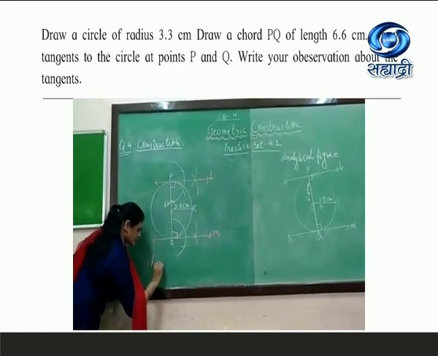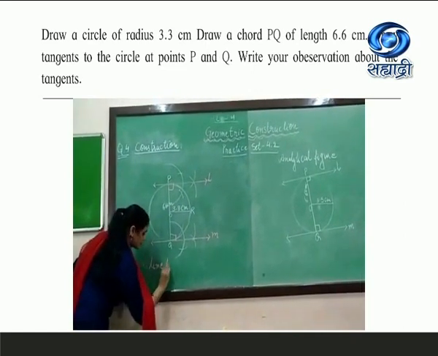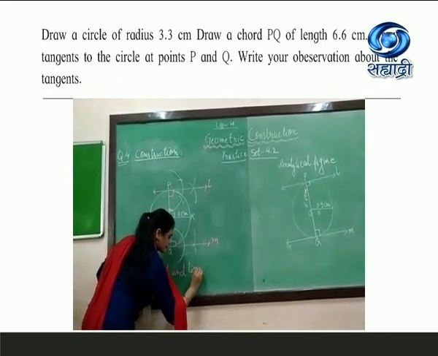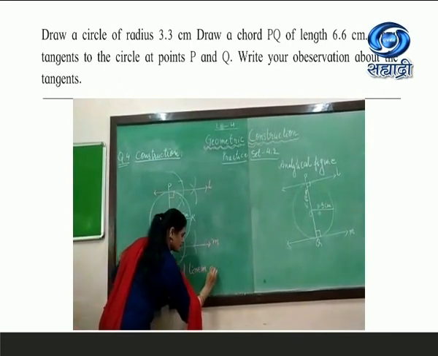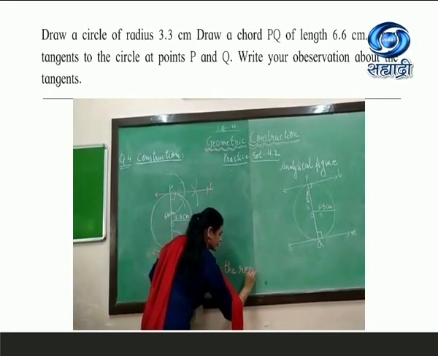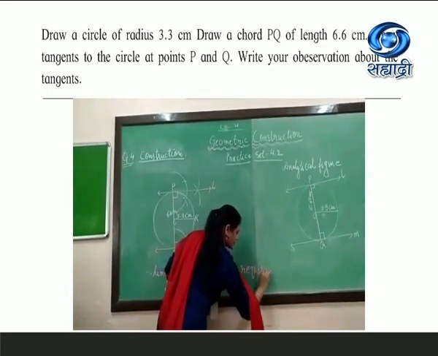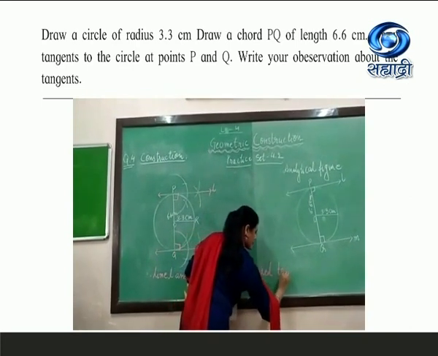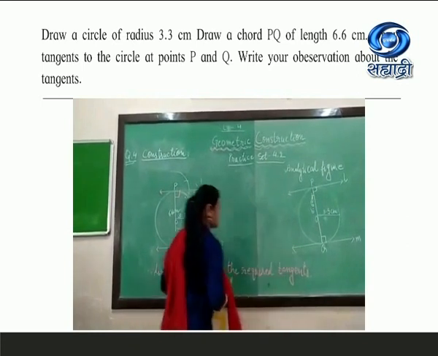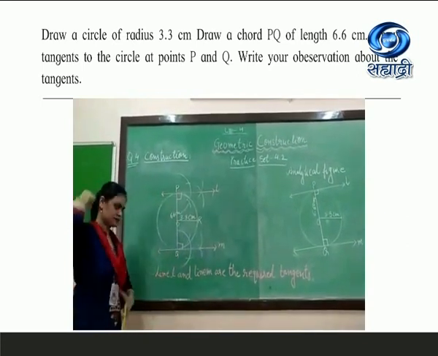So what information you get, or what inference can you draw? Line L and line M are parallel to each other. These are the required tangents. And now you think why they are parallel. Why are they parallel?